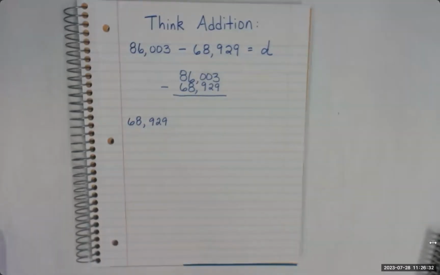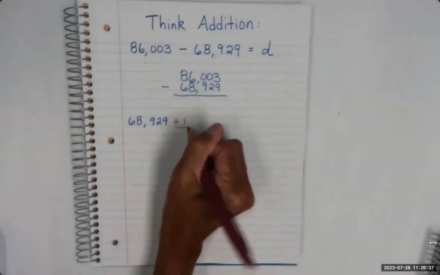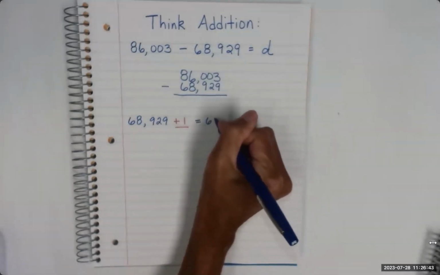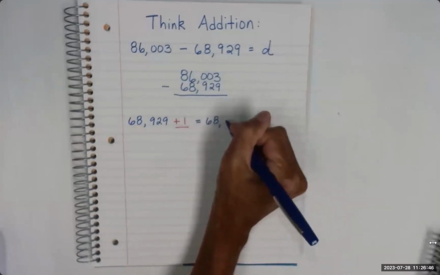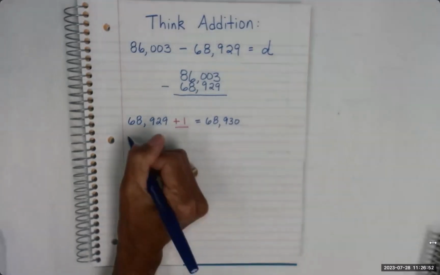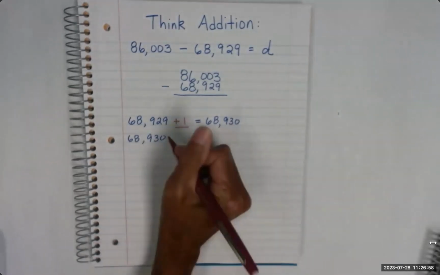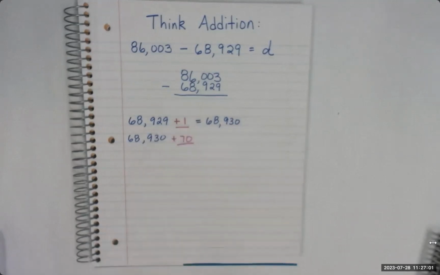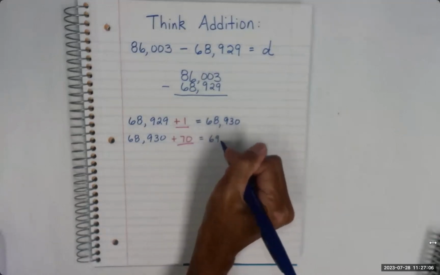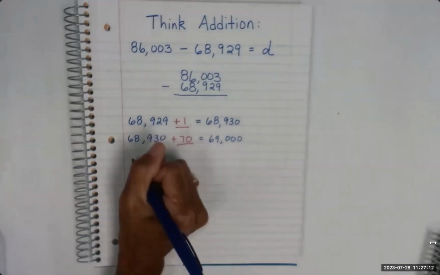And we're going to think through this problem as a student might. So a student might add 1 to this number to arrive at a friendly 10. So we would have 68,930. Okay, from there, a student might add on 70, because 70 would get them to a really friendly number of 69,000.